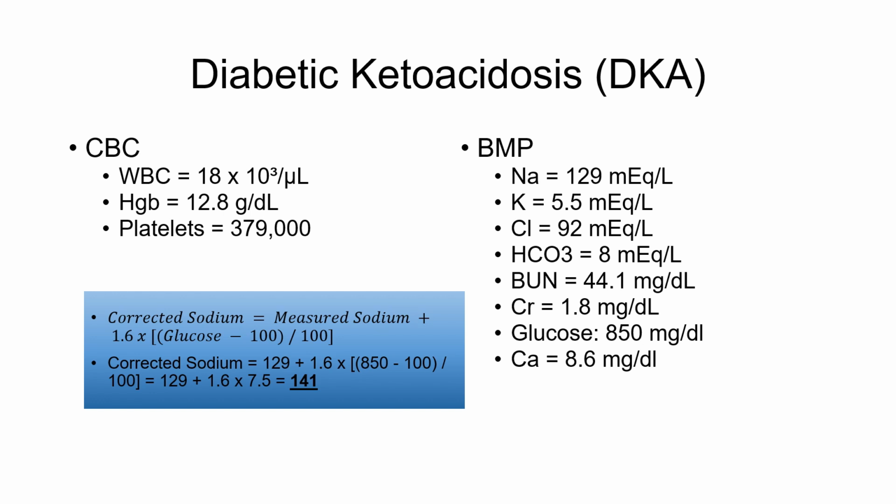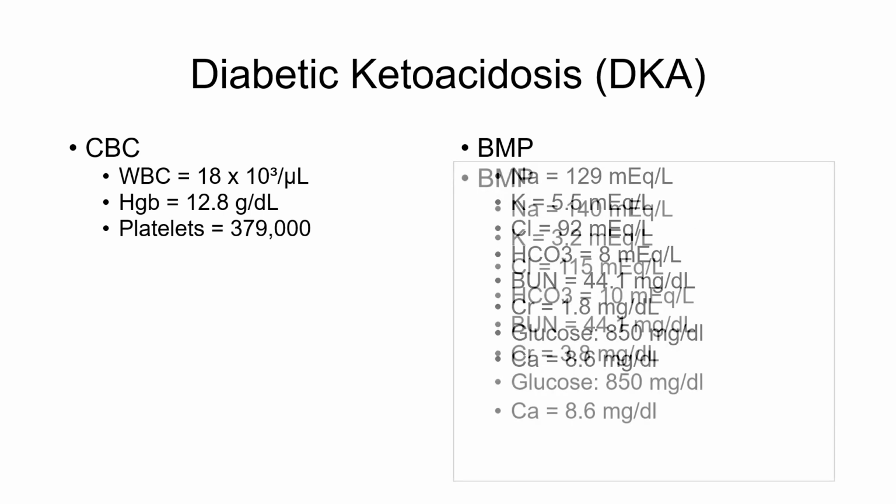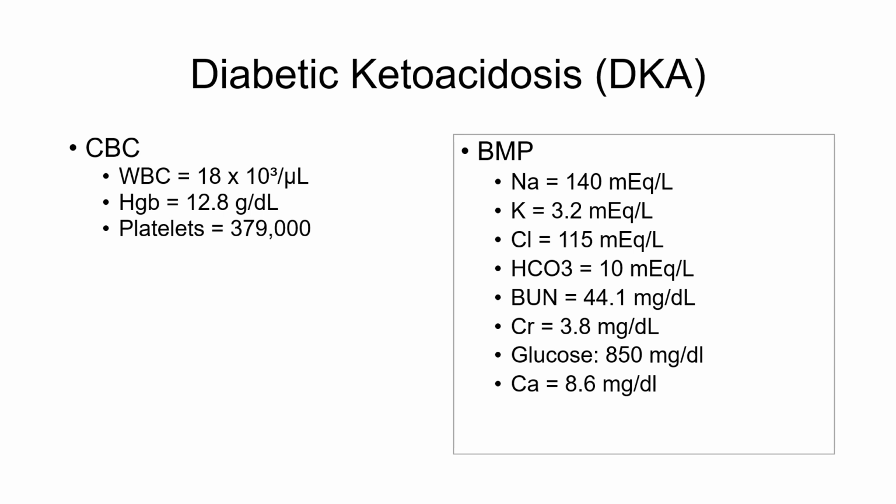Looking at the patient's BUN to creatinine ratio, we can see one that's greater than 20 to 1, which is again anticipated. They have a slight acute kidney injury, assuming that this is not their baseline creatinine level. Let's take another example. Let's look at a second basic metabolic panel. So sodium in this patient's 140, potassium's 3.2, chloride 115, bicarbonate 10, BUN's 44, creatinine's 3.8.